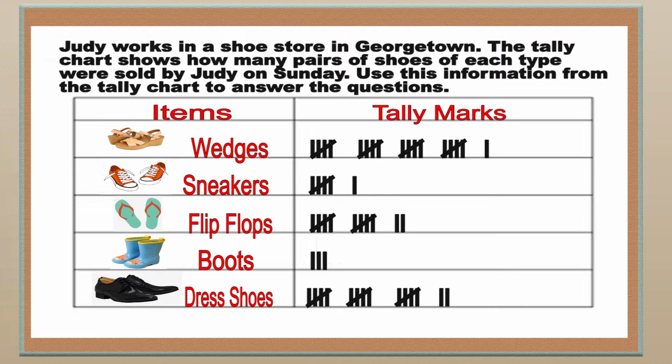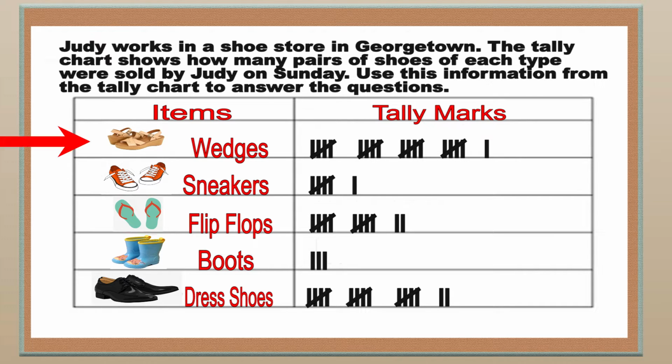The scenario is, Judy works in a shoe store in Georgetown. The tally chart shows how many pairs of shoes of each type were sold by Judy on Sunday. Use this information from the tally chart to answer the questions. Okay? Let's take a moment to observe the tally chart and to recognize for ourselves the amount of each type of shoe that was sold.